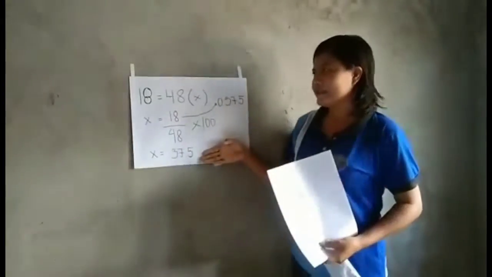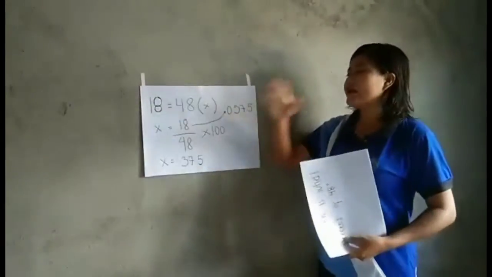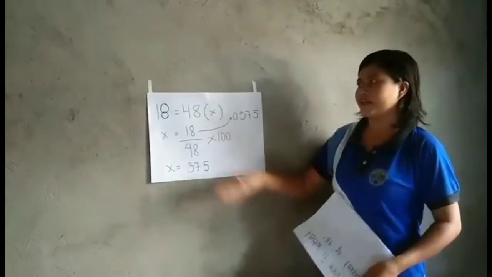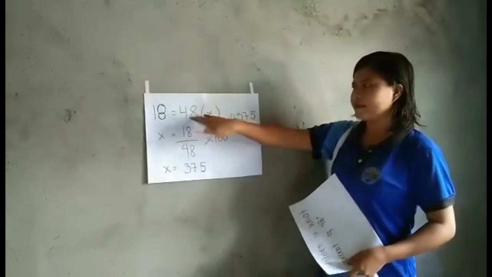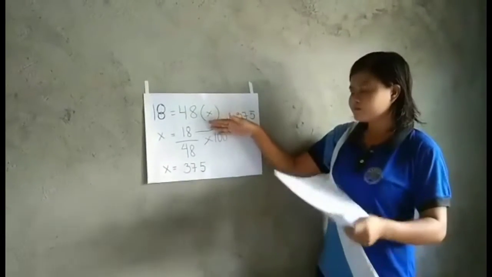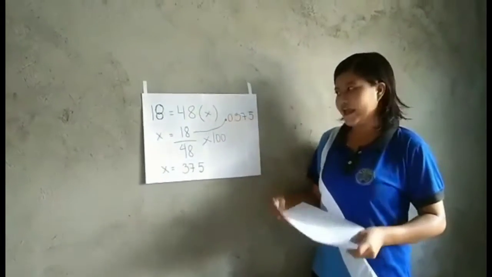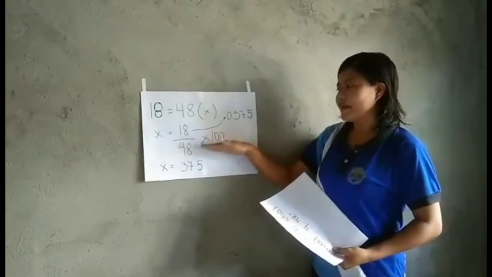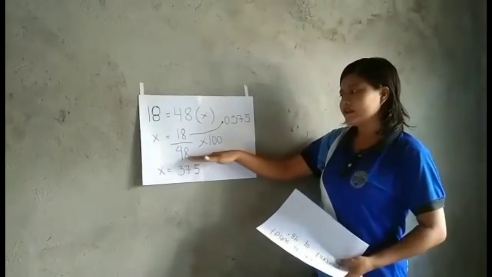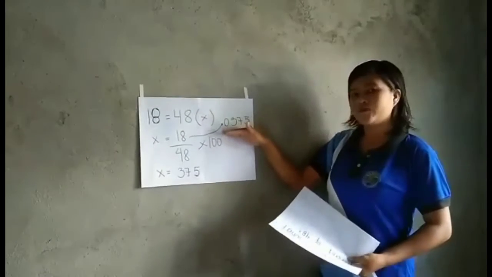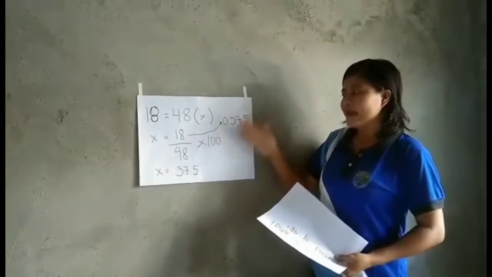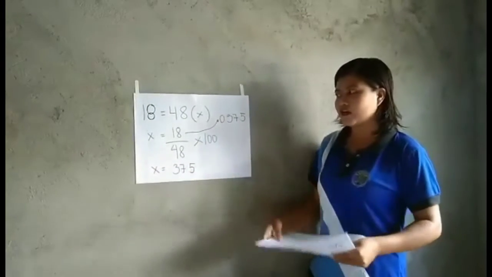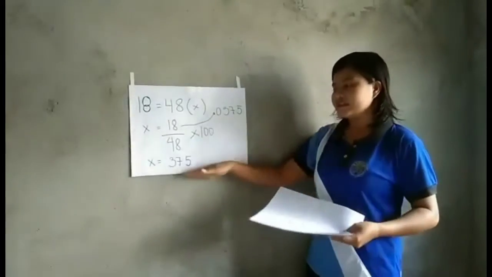As you can see, ito yung given natin and ito yung formula kung paano natin makukuha yung sagot. 18 is equal to x percent of 48. Ito yung hinahanap natin, yung sinasabing what percent of 48. X is equal to 18/48 times 100. 18, i-divide natin sa 48, makukuha natin si 0.375 times 100, which is makukuha natin si 37.5. So, ang sagot dito sa problem na ito is 37.5.